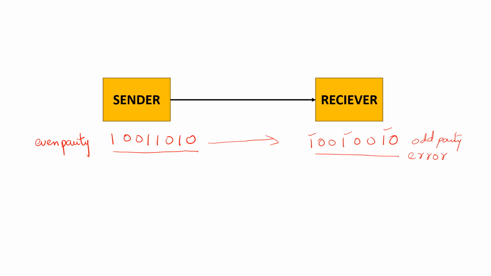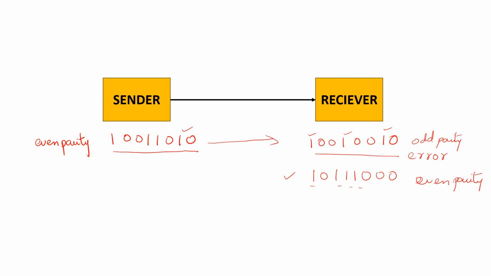Suppose the message is sent again, and the receiver receives this message. So it will check the parity, and the parity is even parity. The message sent is also even parity, but the data present is different. It's not the same. So in this case, the receiver cannot find the error.